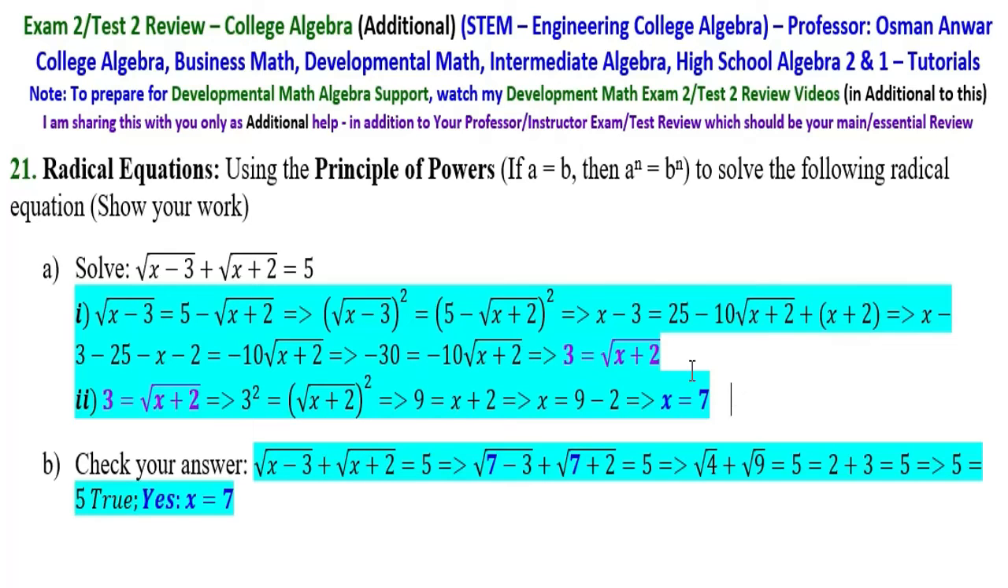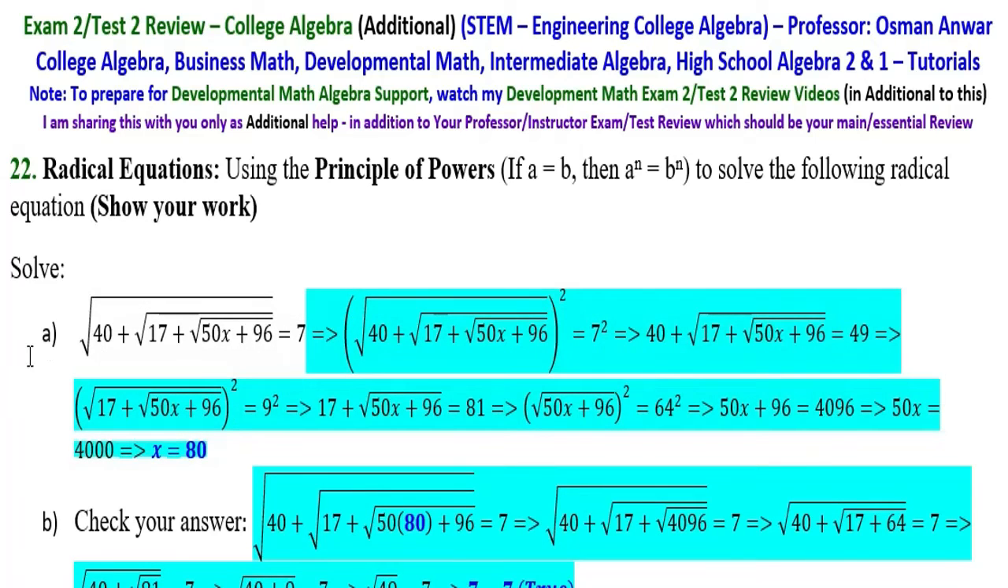Now we squared twice, that means you have completely changed the equation. You have to check the answer. So that is square root of x minus 3 plus square root of x plus 2 equals 5. X is 7, so square root of 7 minus 3 plus square root of 7 plus 2 equals 5. That is square root of 4 plus square root of 9 equals 5. That is 2 plus 3 equals 5. That is 5 equals 5. That is true. That means yes, x equals 7 is the answer.